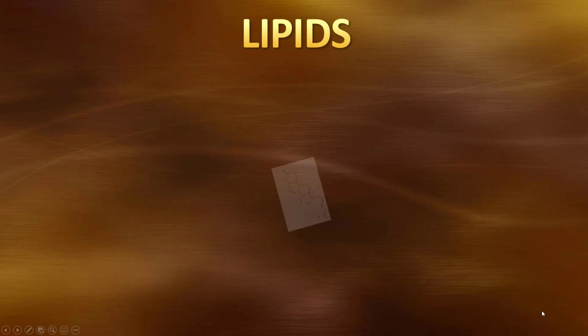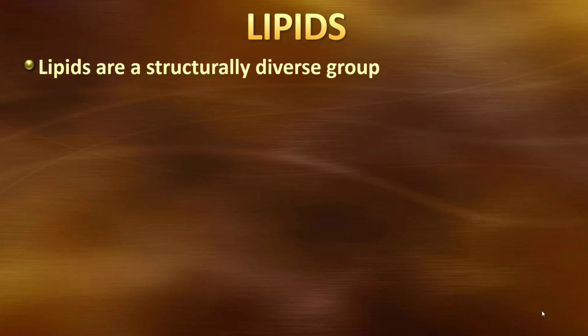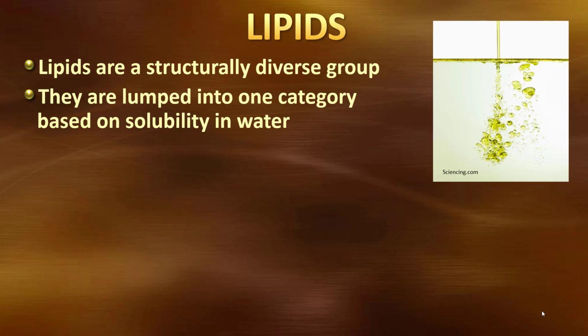Now let's take a look at lipids. Lipids are a structurally diverse group of molecules. They're lumped together in one category based on their solubility in water. All lipids are insoluble in water. Other than that, their characteristic shapes can be quite different.